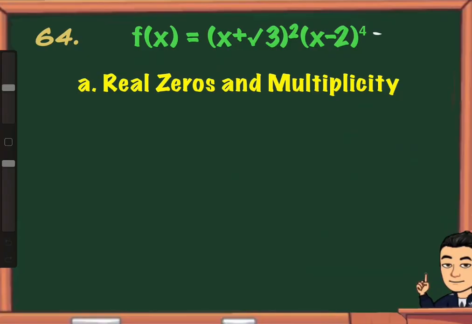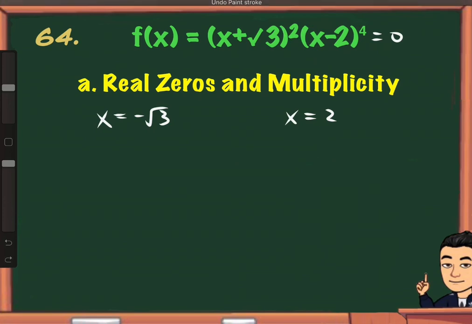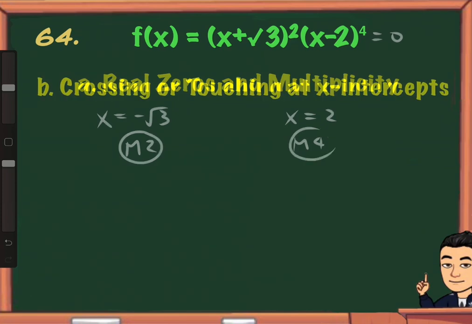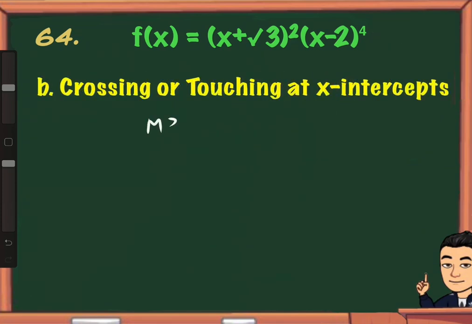Number 64, set equal to 0, and then I'll solve for x. So x is going to equal negative rad 3, and x is going to equal positive 2. So look at the multiplicity. Since the exponent is 2 for the rad 3 or negative rad 3, it's going to be a multiplicity of 2. The other one is going to be a multiplicity of 4. Crossing and touching: if it's multiplicity of 2 or 4, since they're both even numbers, this is going to be touching.